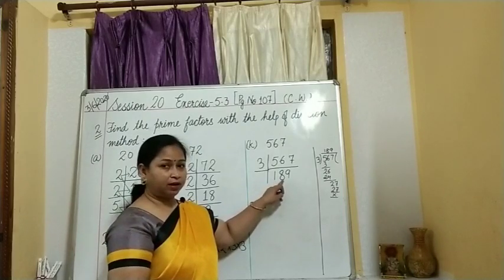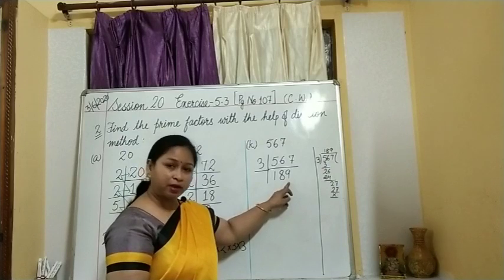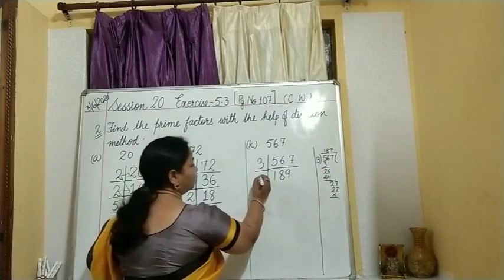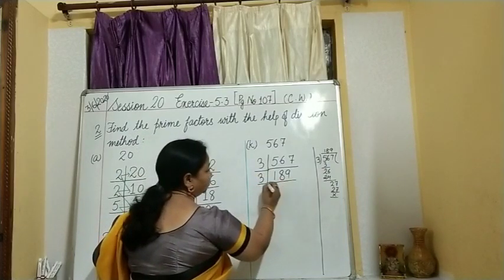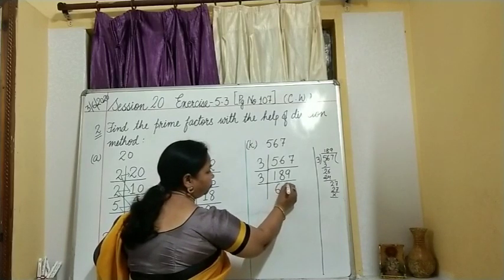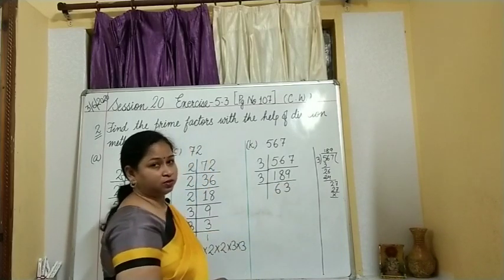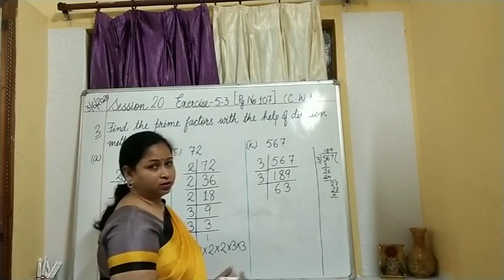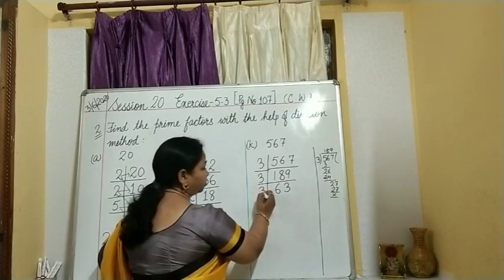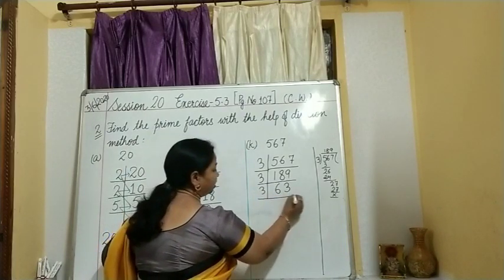1 plus 8, 9, 9 plus 9, 18. 18 is again divisible by 3. So I will divide this. Now after dividing, I have got 63. Now 63 is again divisible by 3. When you take the sum of 6 plus 3, you will get 9.